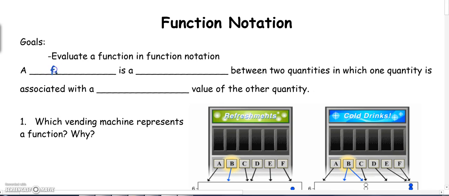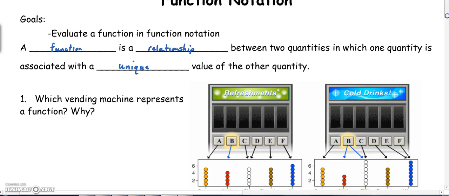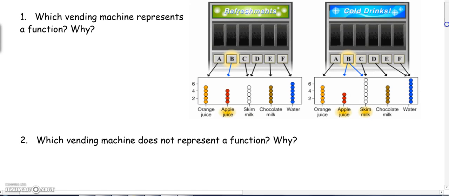A function is a relationship between two quantities in which one quantity is associated with a unique value of another quantity. What this means is when I put something into a function, I know what value we'll be getting out of the function. So let's take an example and look at two different vending machines to figure out which one is a function.